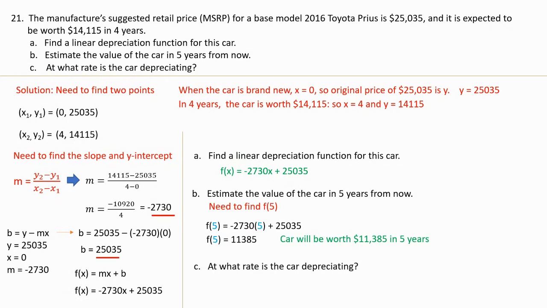At what rate is the car depreciating? For part C, they're just saying what's the slope. But here, guys, you have to be real careful, because depreciating means that it's negative, right? So you don't have to put the negative. So the answer for C will be 2,730. Okay, so that's the answer for C. The car is depreciating at 2,730 per year.